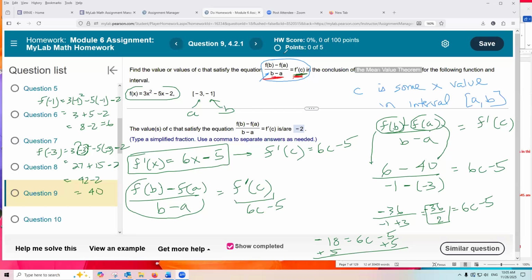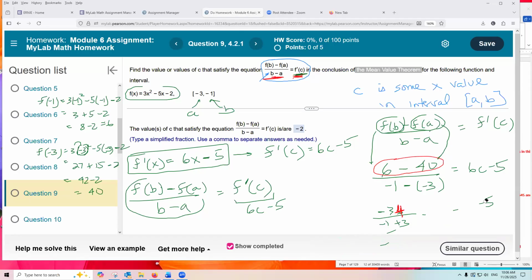Right, I just noticed I have a small mistake here. Let me fix an error on my part. 6 subtract 40 should be negative 34, not negative 36. So this is negative 34. Let me erase this stuff here to fix this.